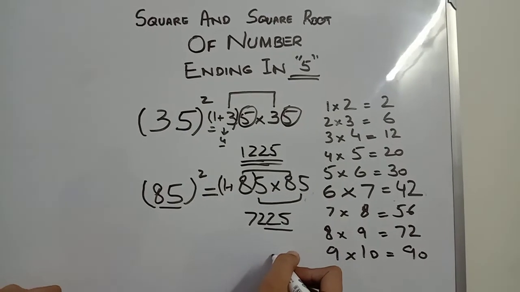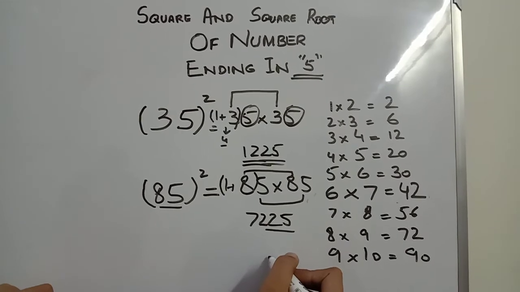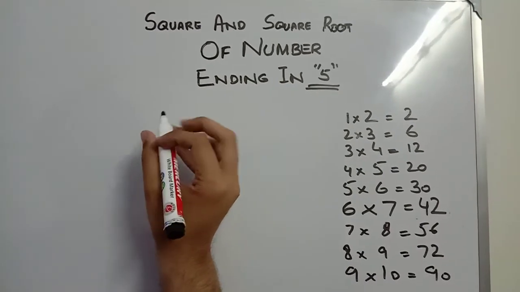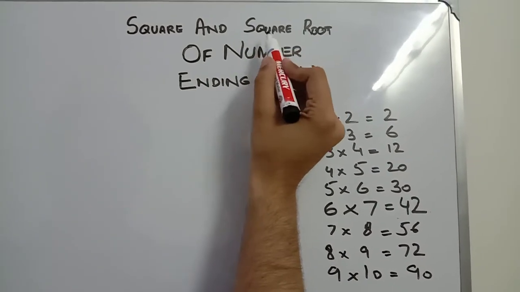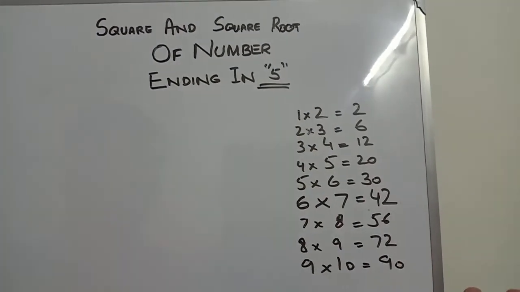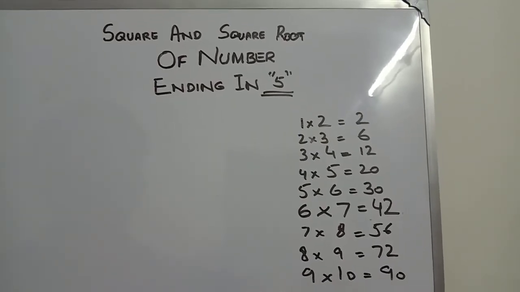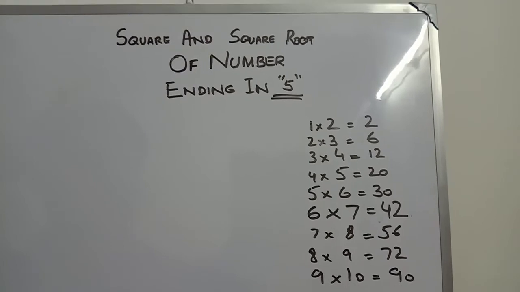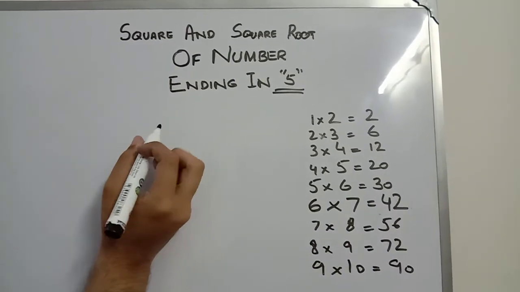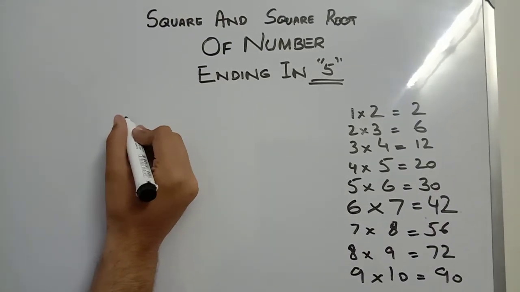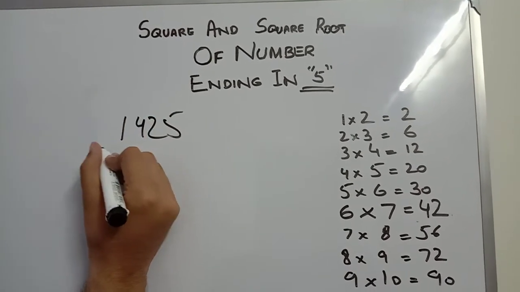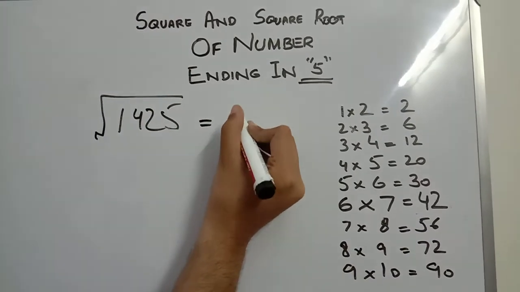Simple trick. This technique is very helpful and you will find it lovely in calculations. Another technique is for the calculation for square root of a number that is ending in 5. This technique is the reverse of the previous technique, and it is also very great. It would help you to identify whether a number, for example, I would write 1425, whether the square root of this number is a complete whole number or not.